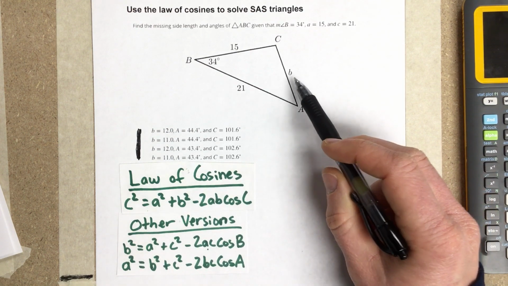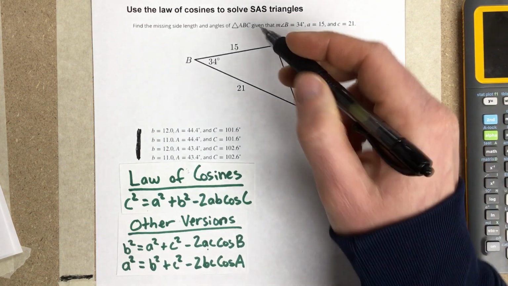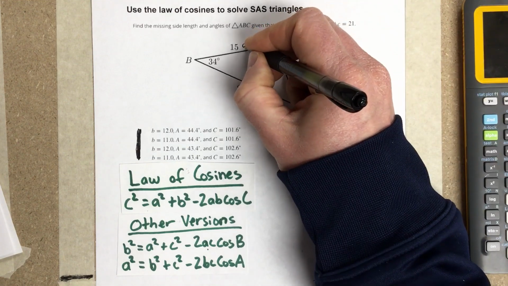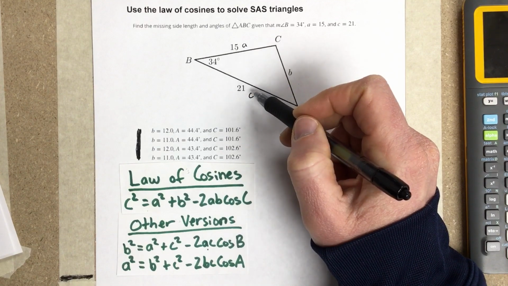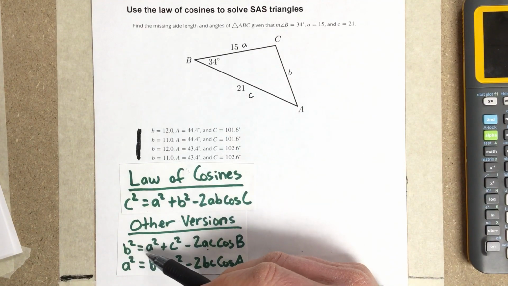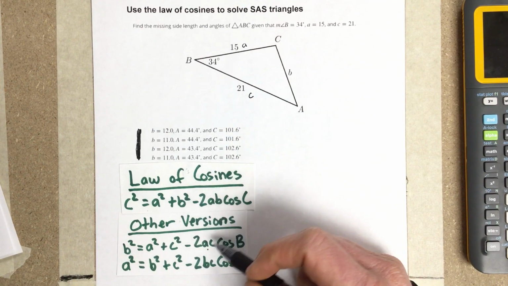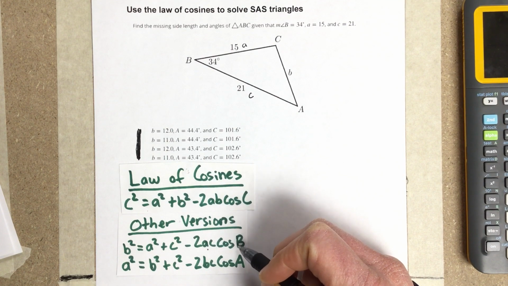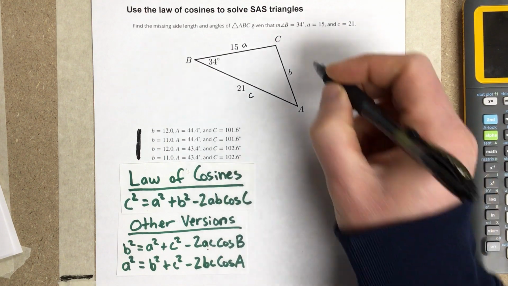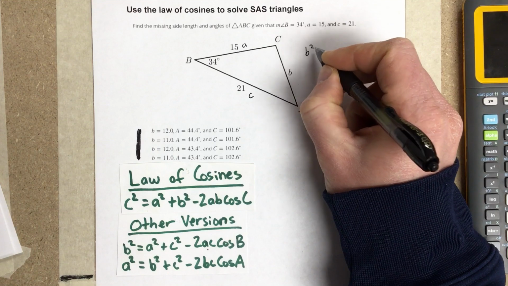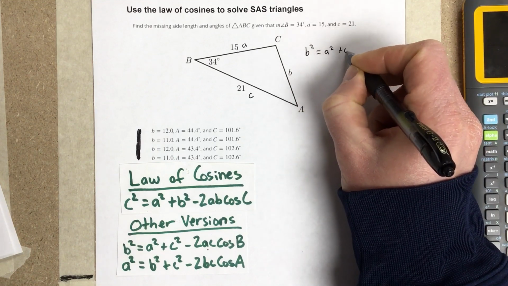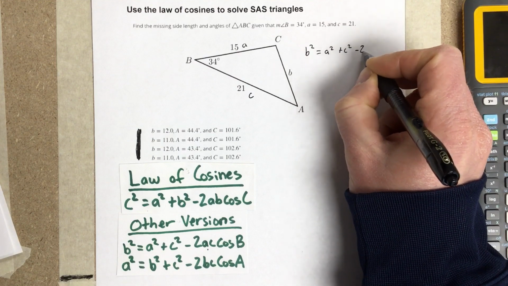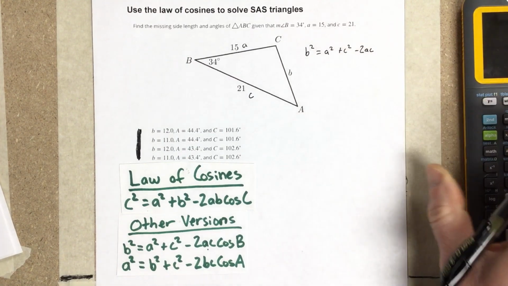Now, they ask us to find b here, and they give us side A and side C. So we know a and c. If we go down here, we can see b squared equals a and c. We also know angle B, which is 34 degrees. So we're going to be using this b squared equals a squared plus c squared minus 2ac cosine b formula.